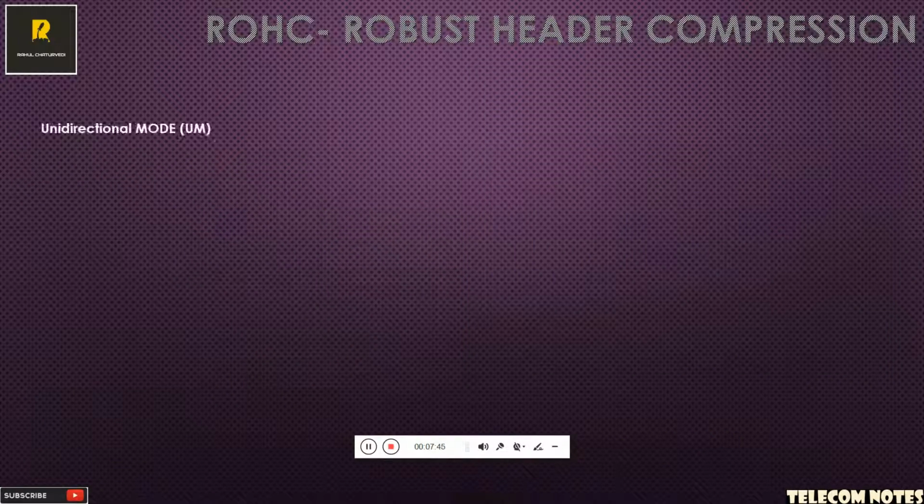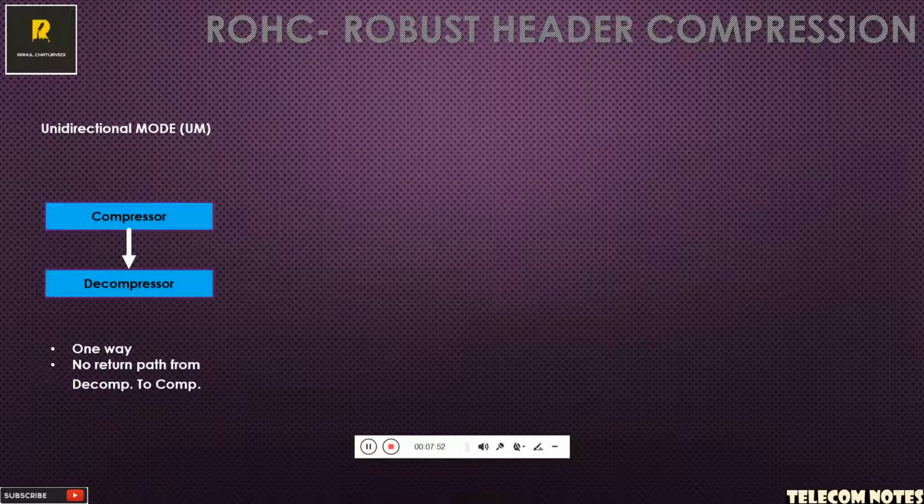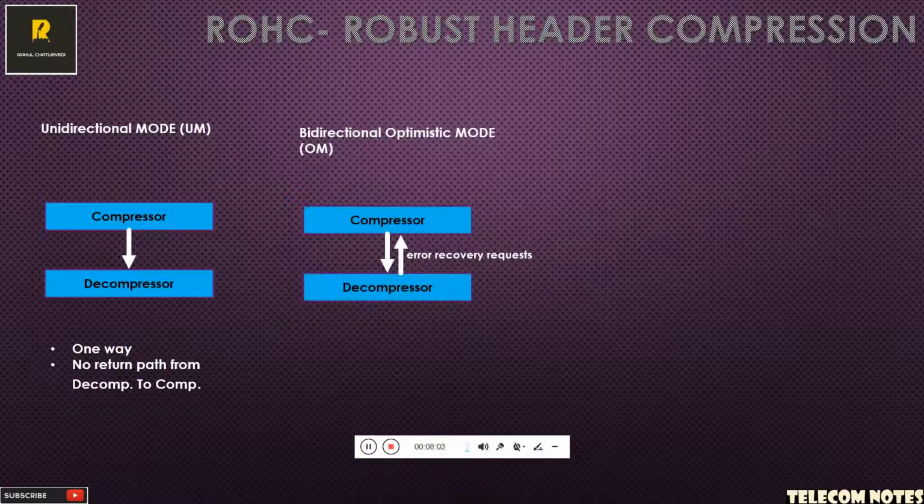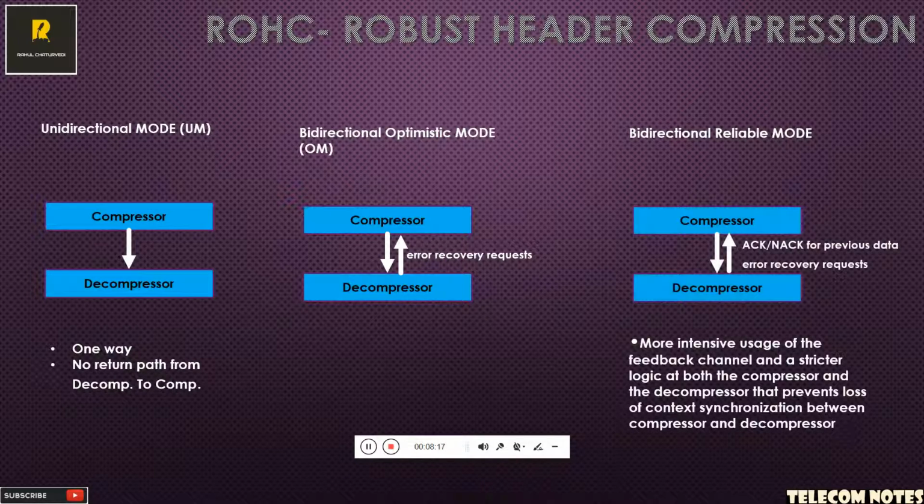Coming to ROHC, robust header compression, it works in three modes. Start with unidirectional mode: from compressor to decompressor, it's one way, no return path from decompressor to compressor. In bidirectional optimistic mode, you'll find that data goes from compressor to decompressor, and the decompressor also sends error recovery requests. In bidirectional reliable mode, the compressor sends the data to the decompressor, and the decompressor also acknowledges every data, whether or not it has an error, and if it contains an error, it will send back ACK or NACK messages for the previous data.